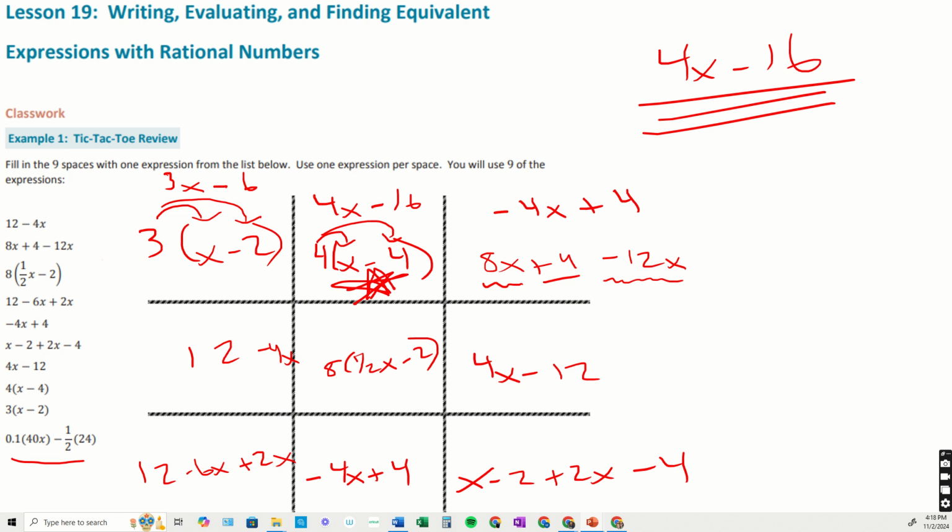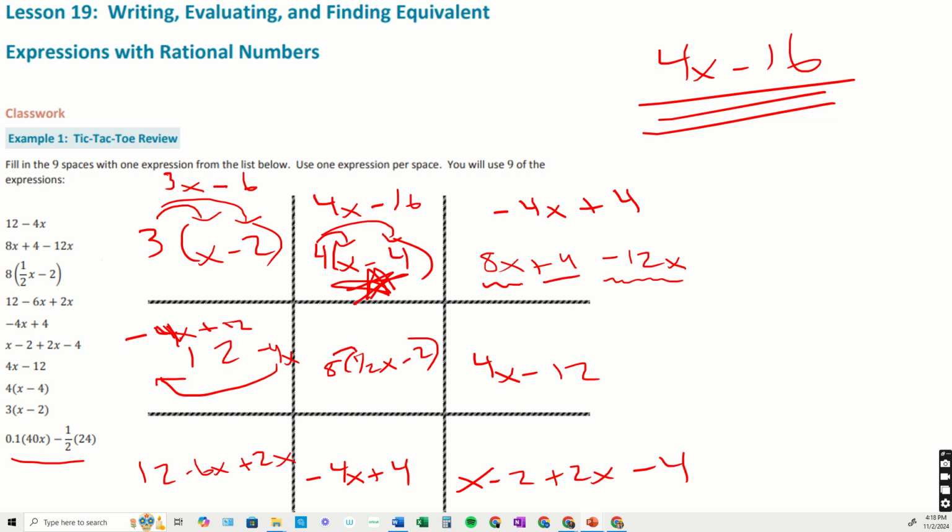Here I have 12 minus 4x, and so we want to put it again in order, with x's in front, so I've got negative 4x rewritten. I'm just taking this and moving it up to the front. Negative 4x, because it's minus in front. And then this 12 is positive, so it'd be negative 4x plus 12. That does not match this one up top, so we're not going to mark it.